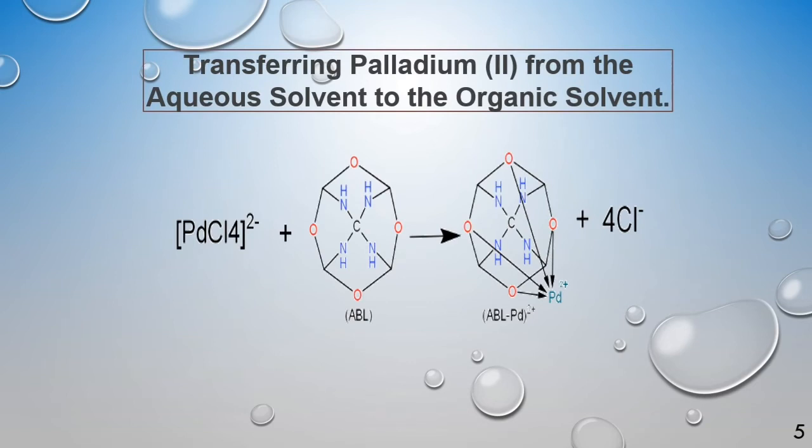The second step, transferring palladium from the aqueous solvent to the organic solvent. It's going to happen throughout the following reaction. As we see here, the 4 oxygen atoms will form 4 coordination bonds with the palladium with oxidation state of +2, making a chelate compound, and we do expect that the association constant value would be high because ABL is a promising chelating agent to bind with palladium because of its stereostructure.